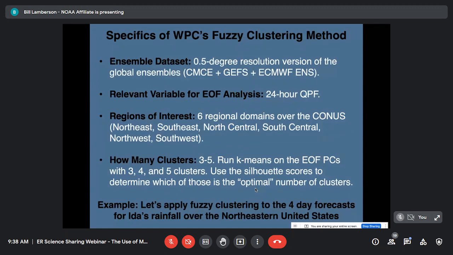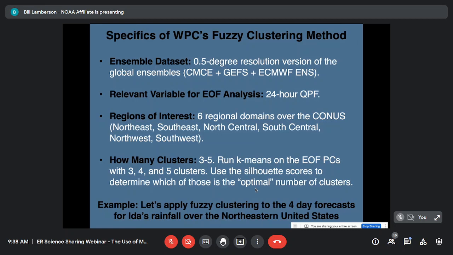So these are the specifics of WPC's fuzzy clustering method. Some of these have changed, and I'll go over the changes more towards the end of the PowerPoint. But this is just what we were using when we were doing a lot of development work, and what I will be using for this case of Hurricane Ida to illustrate things.